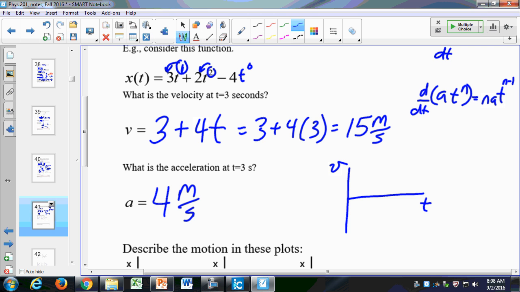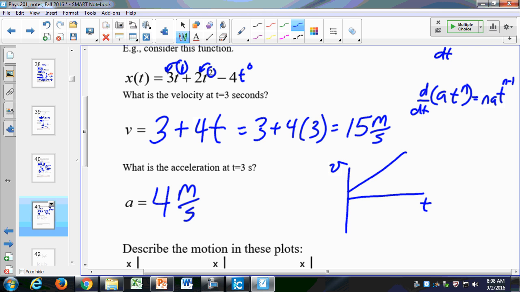Is it going to be a positive or negative slope? It's going to be a positive slope. I know from this value, which by the way is the same as this value. This is the equation of a line, right? Y equals m times x plus b. So where's the line going to start? Is it going to start at the origin or somewhere above or below there? Above. How far above? 3 units, right? Because that's the y-intercept. So my velocity versus time graph will look like this.